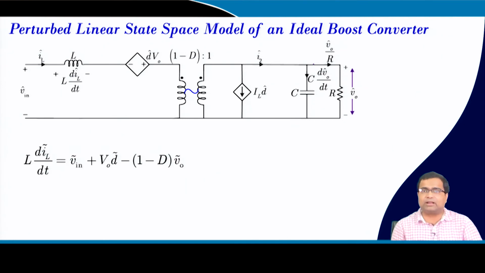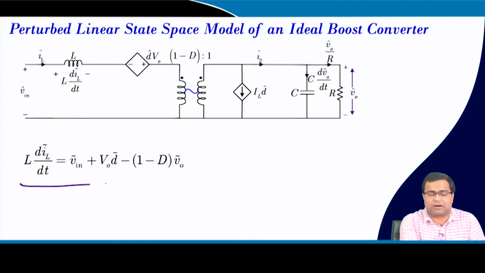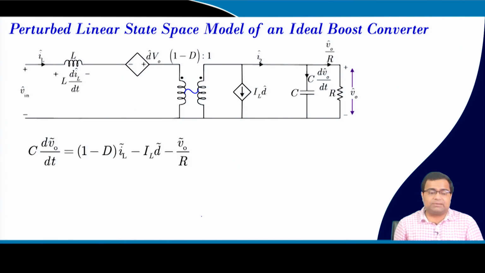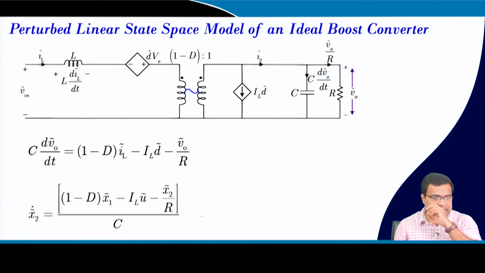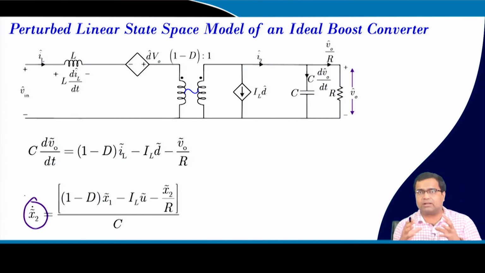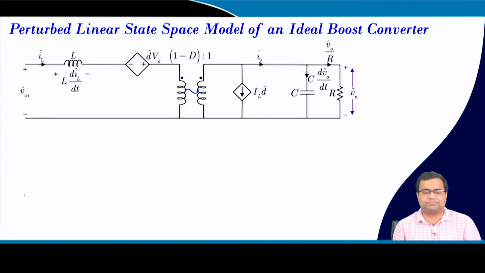Then the perturbed linear model: if you write the inductor current perturbed dynamics from this circuit, then you can write x1 perturb dot as a function of this. Similarly, if you write the perturbed output voltage dynamics, then you can obtain the perturbed dynamics of x2 perturb, which corresponds to the capacitor voltage. Here it is the output voltage perturbation.